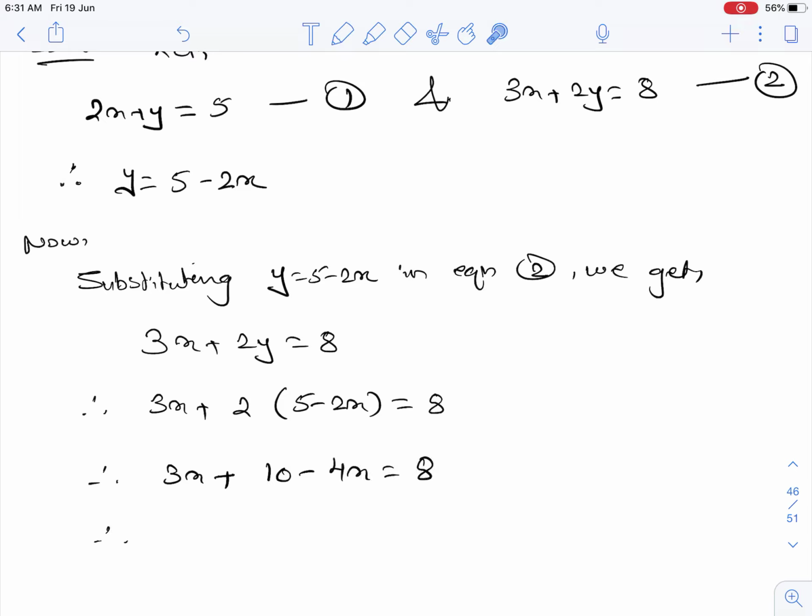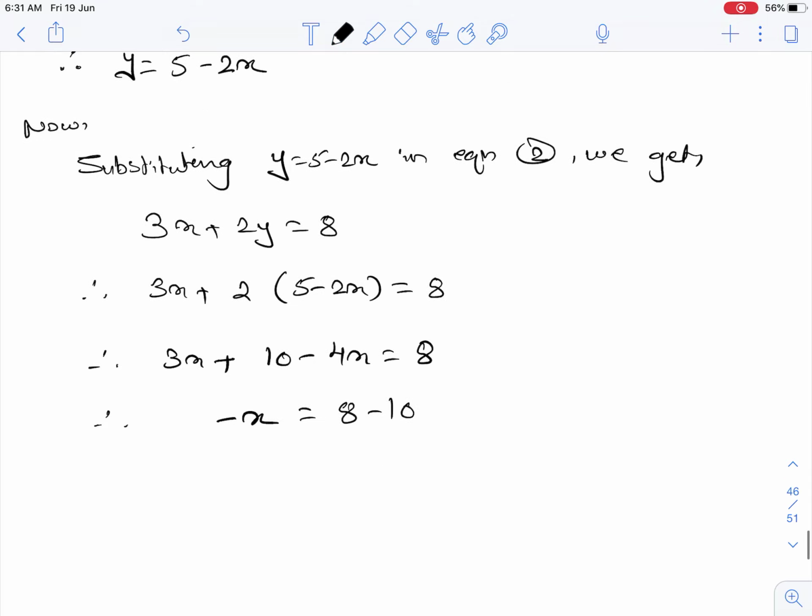Now both of these are like terms, so we can do addition or subtraction. Right now they both have opposite signs, so we have to do subtraction. Now 4 minus 3 will be minus x, with the sign of the greater number, that is minus, and we will change the side of this 10, it will come on this side. So you will get 8 minus 10. Next step you will get minus x equals minus 2, therefore x equals 2.